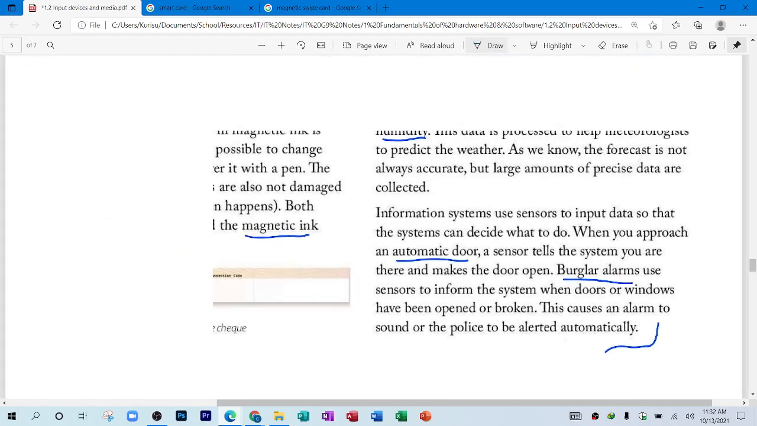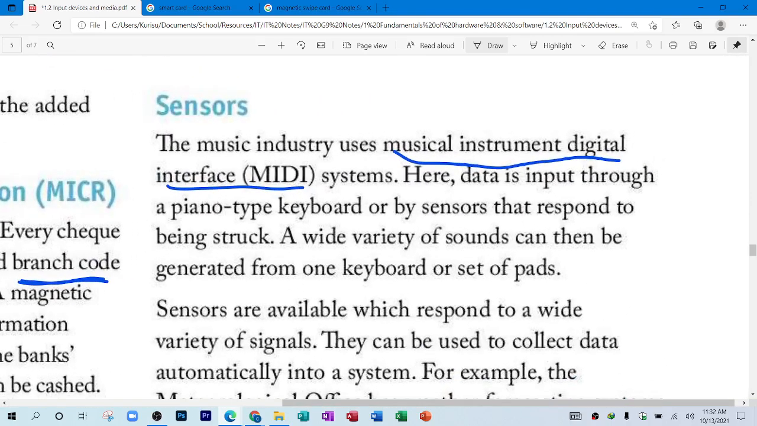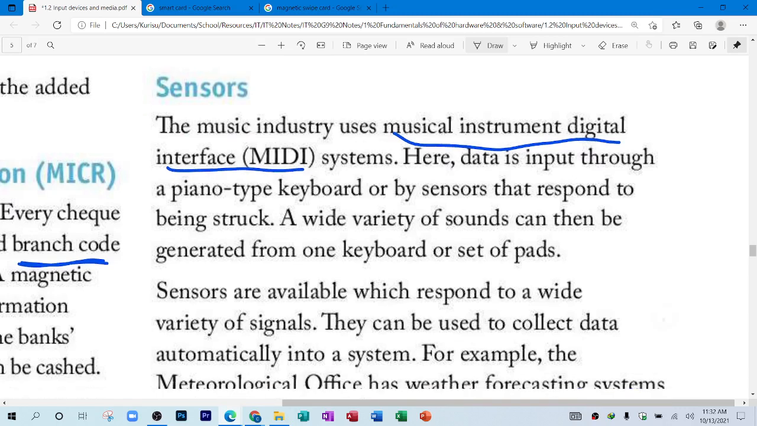Great. So our final direct data entry device is called a sensor, and we have different types of sensors. But the main function of the sensor, once again, is to collect data and transfer it automatically into the system. So for example, the first one is the musical instrument digital interface. This is used for instruments, guitar, piano, whatever the case may be. When you play that instrument, the sound gets transferred into the computer.